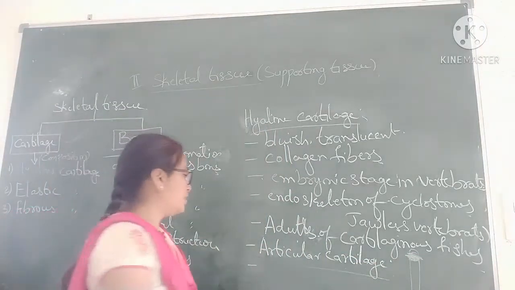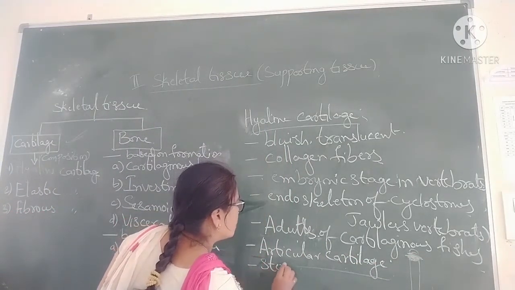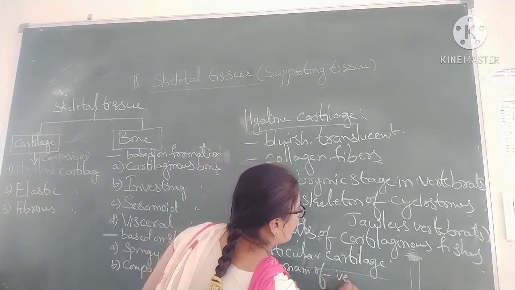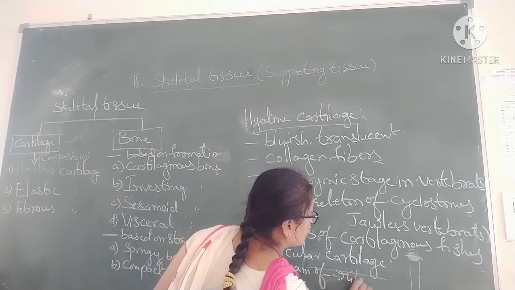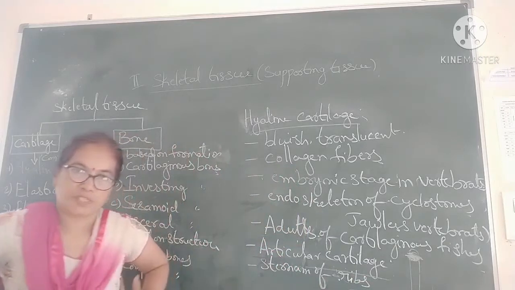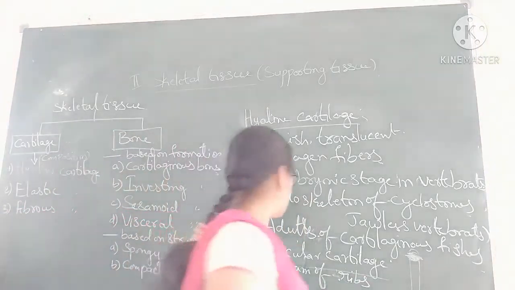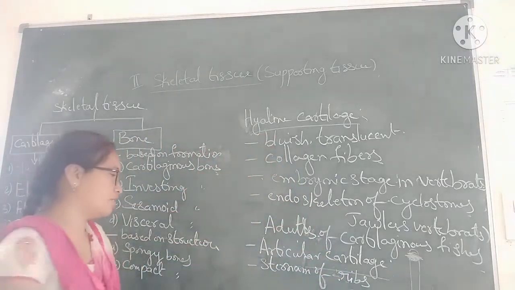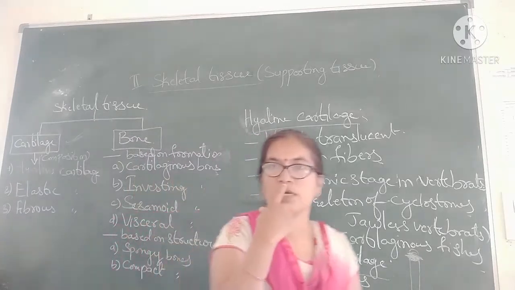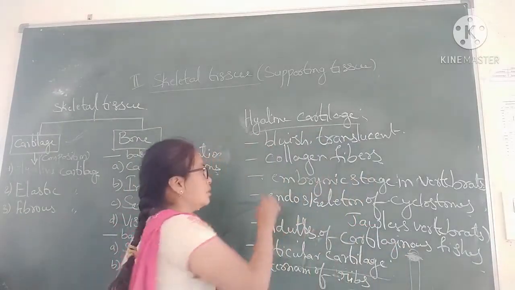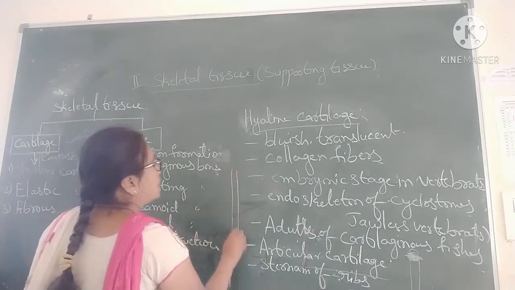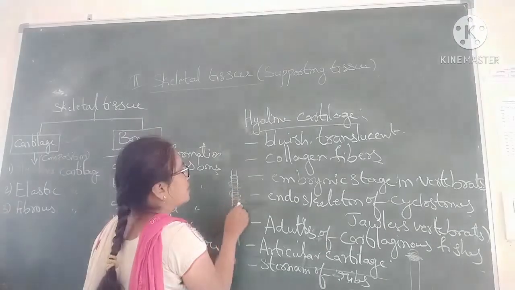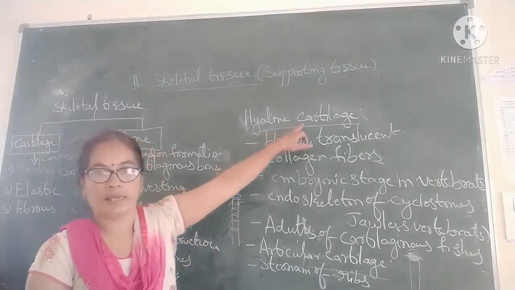It is also present in the sternum of the ribs. This sternum part is also made of hyaline cartilage, and also the nasal septum and the tracheal rings. Our trachea is made up of cartilaginous rings, which are also formed by hyaline cartilage.